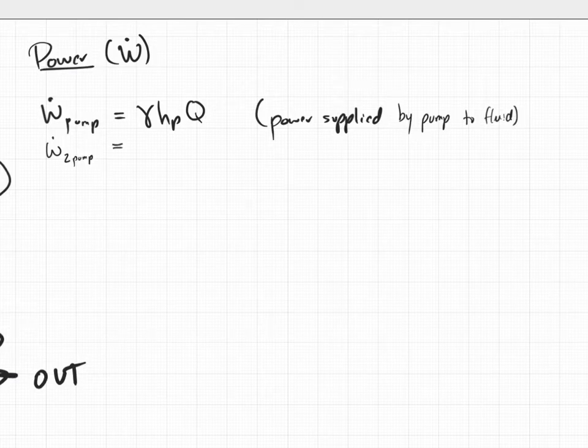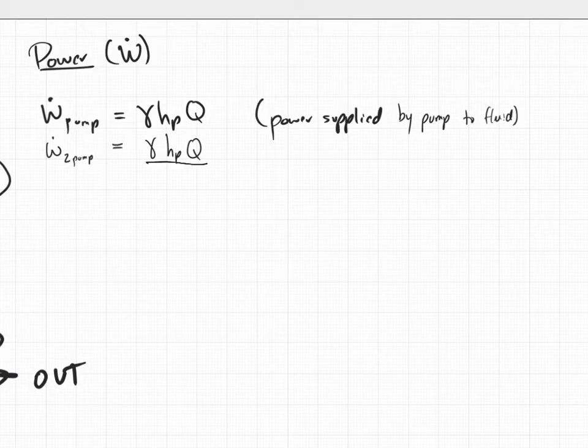Now I want you to think thermodynamically. If the pump is going to supply, say, 100 kilowatts to the fluid, how much do I need to supply to the pump? More or less than 100? If you're thinking thermodynamically, it's going to be slightly more, because I'm going to lose some energy since the pump is not 100% efficient.